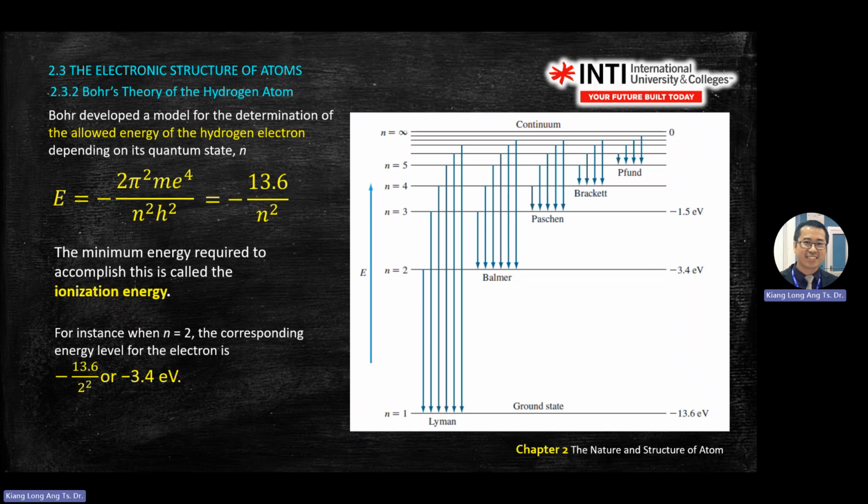No matter where the electron comes from, if it drops to the ground state, the series is called Lyman. If from any outer n number it drops to n equals 2, it is called Balmer. If it drops to n equals 3, it is called Paschen, and so on. Understand?